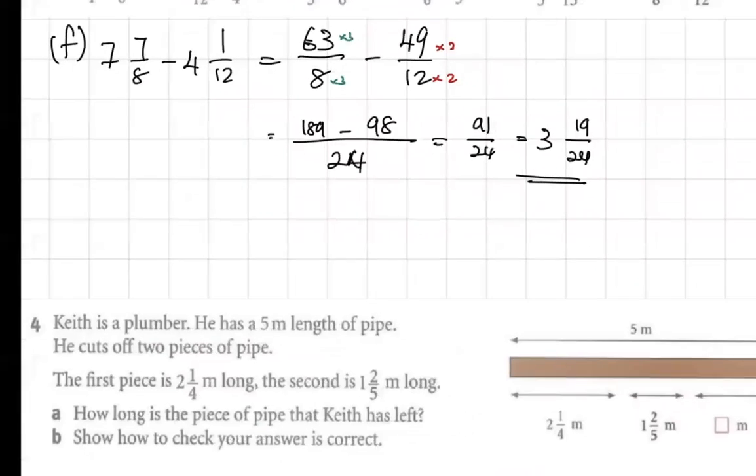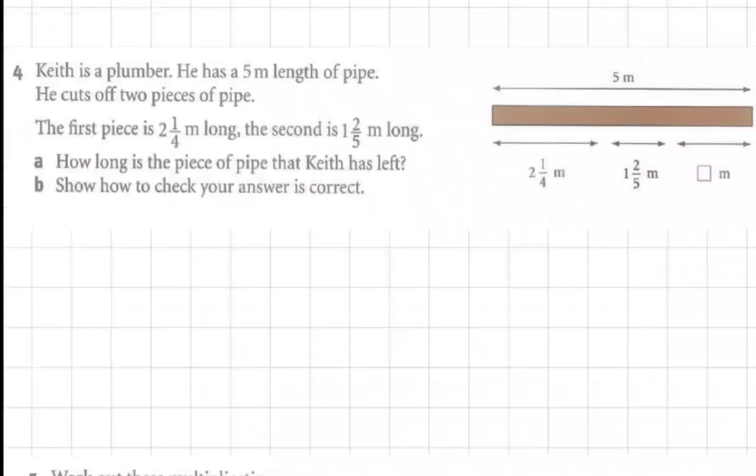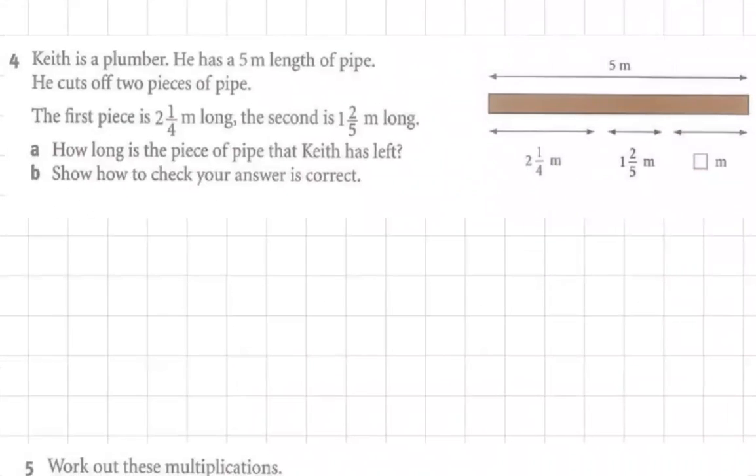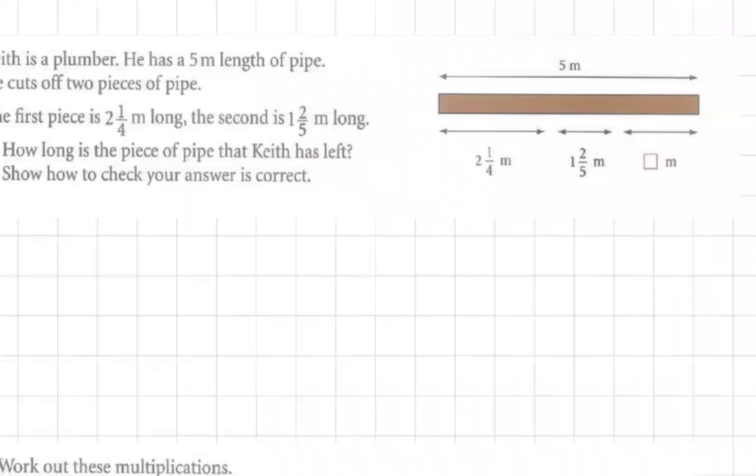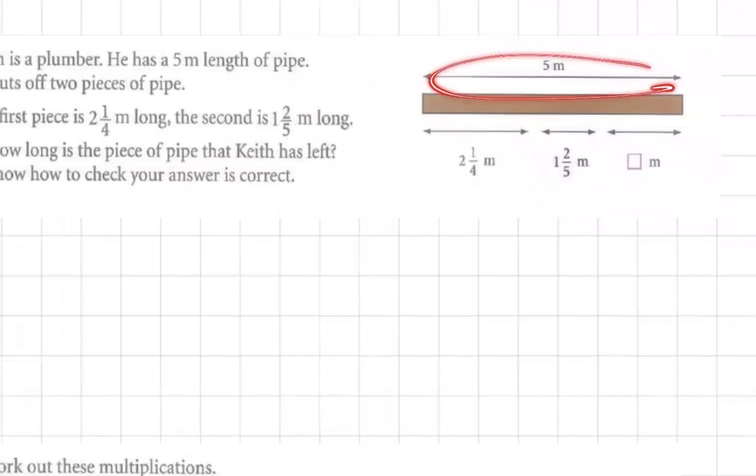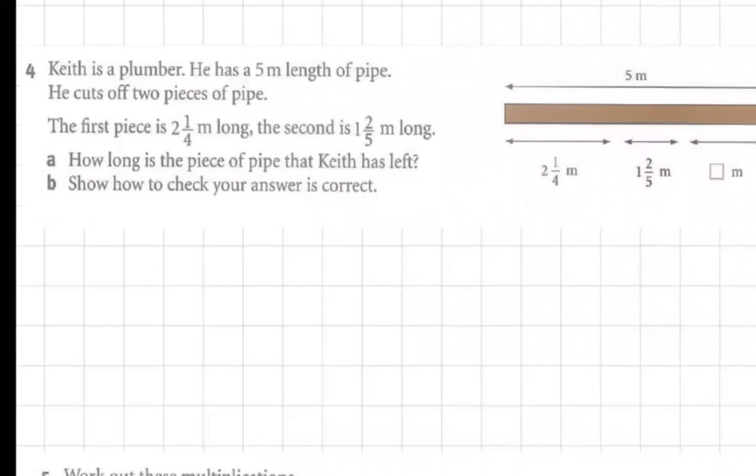Okay, then F comes. A plumber has a 5-meter length of pipe and cuts off 2 pieces of pipe. The first piece is 2¼ meters long, the second piece is 1 2/5 meters long. How long is the piece of pipe that is left? So we just need to minus. This is subtraction. This, subtract by this, and then we get the answer here. So let's do one at a time.